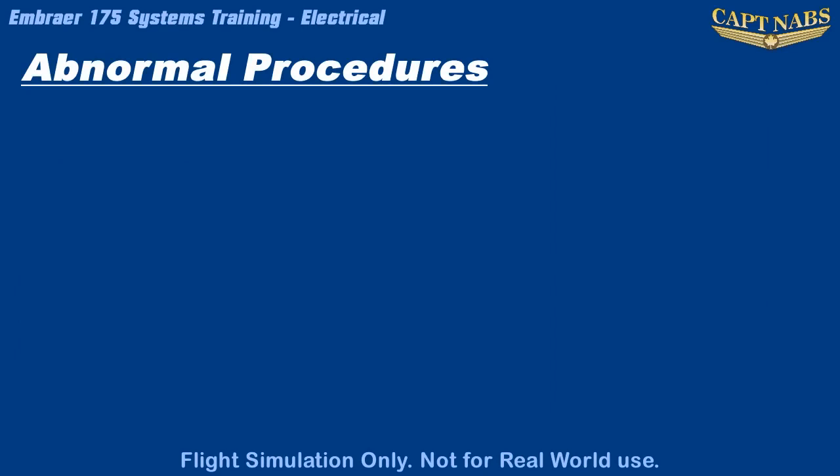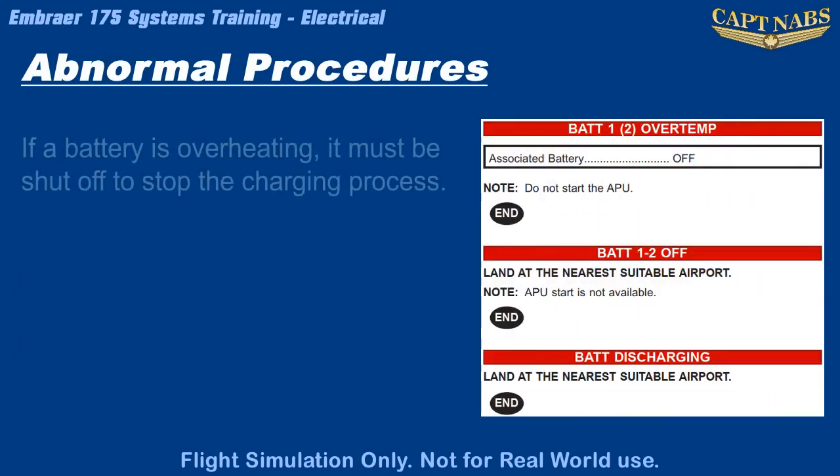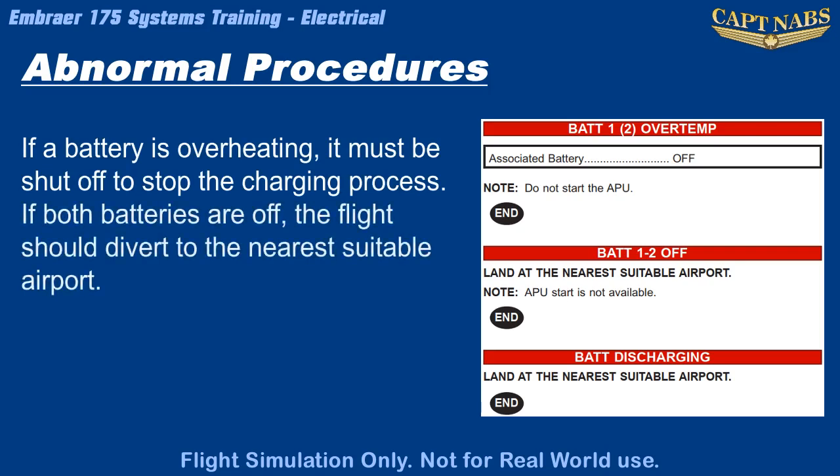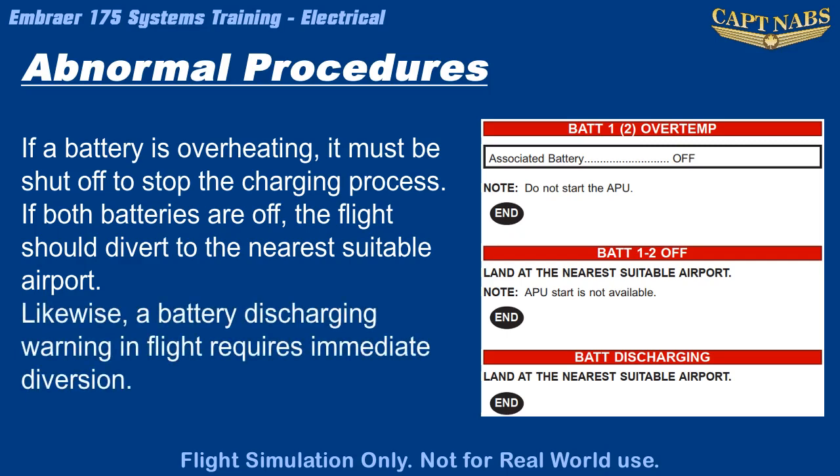Several warnings are associated with the batteries. If a battery overheats, it should be turned off immediately to stop charging and hopefully stop the overheat condition. If both batteries are off, the aircraft should divert immediately and the APU cannot be started. If the BAT discharging warning appears during flight, again, an immediate diversion is required.